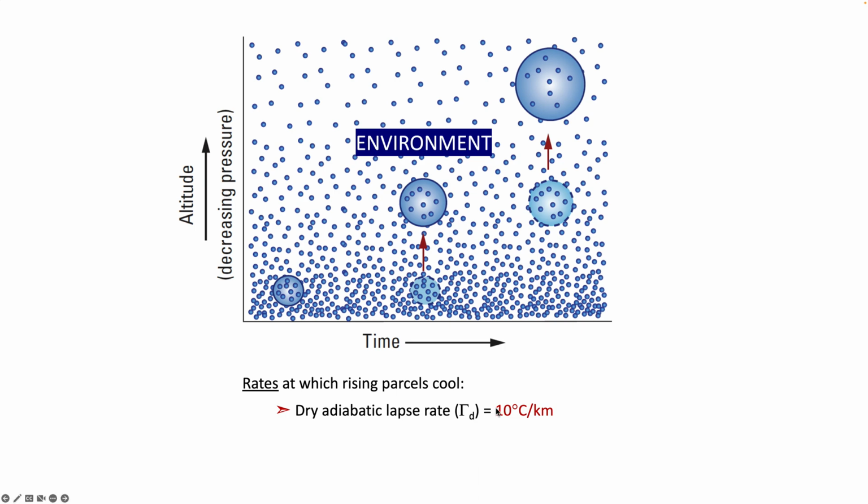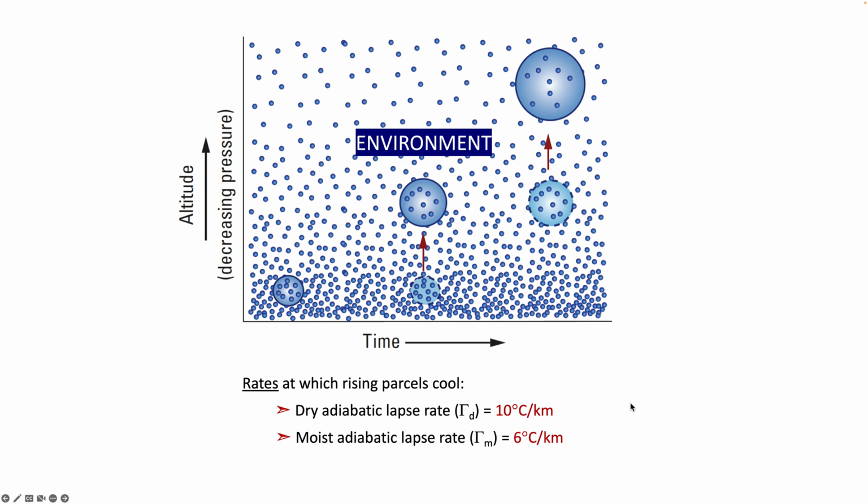And so what this means is that if you lift a dry parcel 1 kilometer, the air inside of that dry parcel will cool by 10 degrees Celsius as a consequence of expansion. So expansional cooling will lead to a rate of cooling inside the dry parcel of 10 degrees per kilometer. 10 degrees Celsius, by the way, is about 18 degrees Fahrenheit. And a kilometer is just a little bit more than 0.6 of a mile. So that's the dry adiabatic lapse rate.